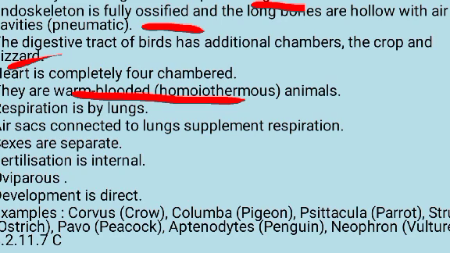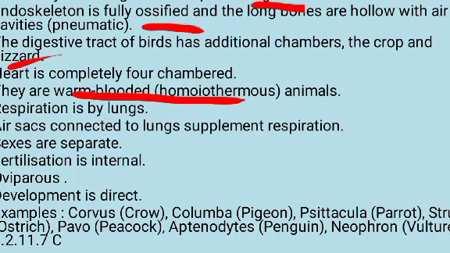Then respiration is through the lungs. They do not have gills. Respiration takes place through the lungs. Air sacs are connected to the lungs, which can supplement respiration. That means the lungs are connected with air sacs, which are filled with air and can also help in respiration.